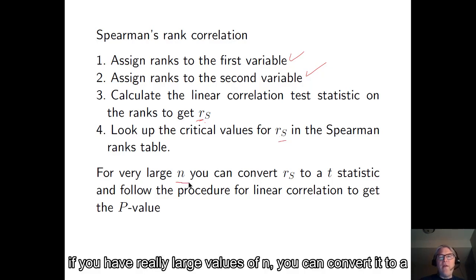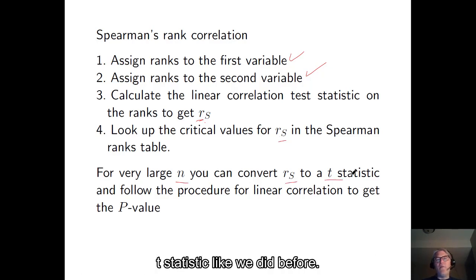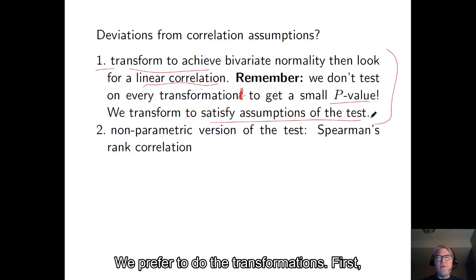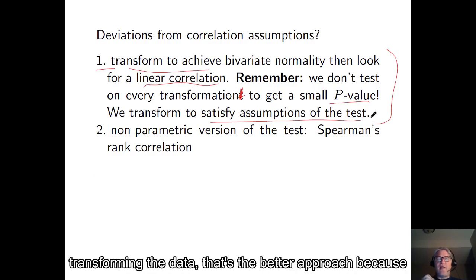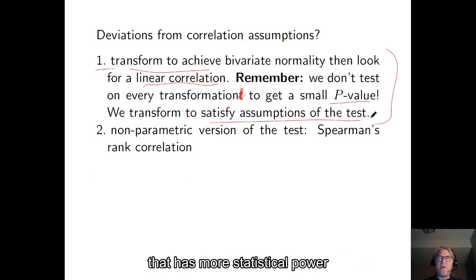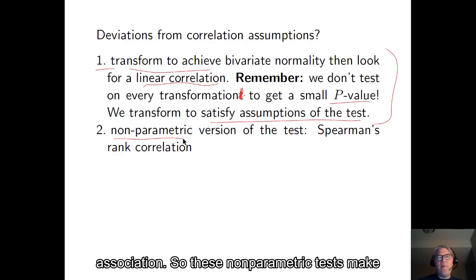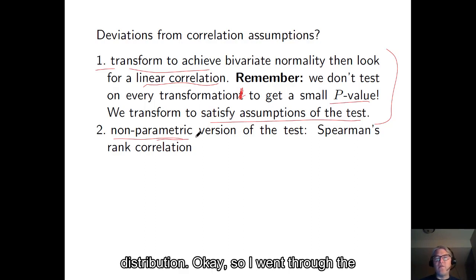If you have really large values of n, you can convert it to a t-statistic like we did before. But it does have a different null distribution for reasonable sizes of n. And I should have emphasized on the previous slide, we prefer to do the transformations first. That's our first choice. If we can get away with transforming the data, that's the better approach because that has more statistical power. Non-parametric approaches tend to lose statistical power, so we only do this if we can't find a compelling transformation. Or if we want to say, even making very few assumptions about the distribution of the data, we can still find a significant association. So these non-parametric tests make very few assumptions about the raw distribution.